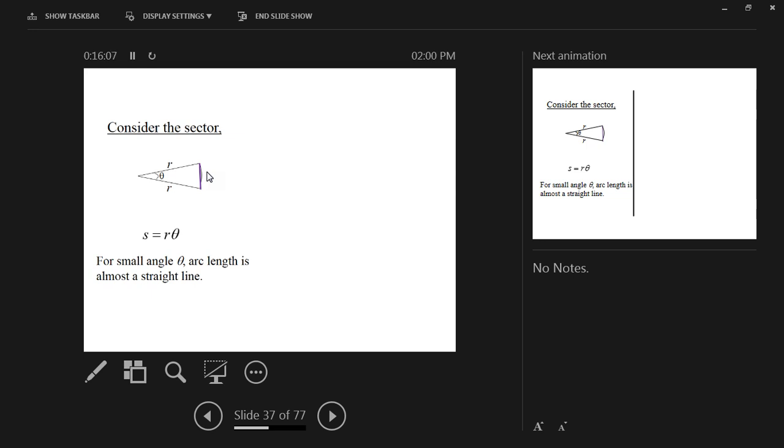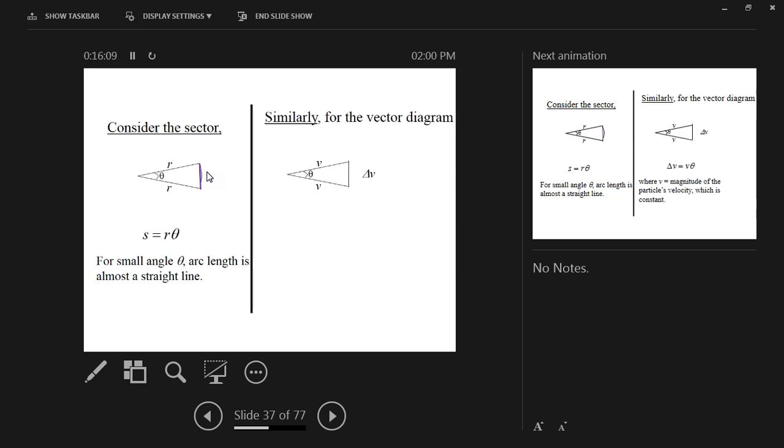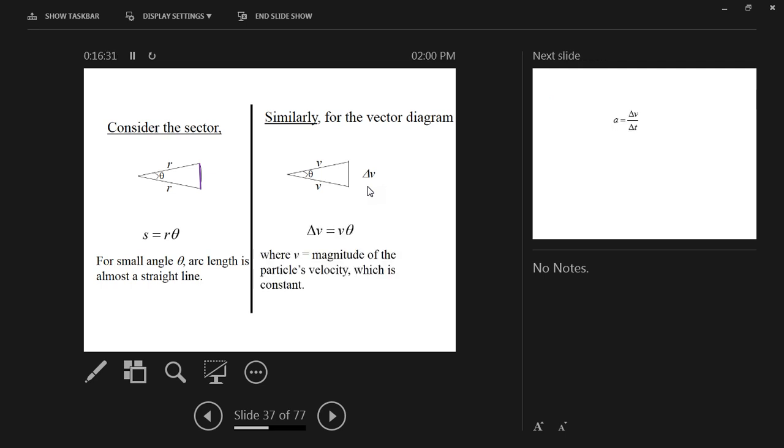Now I'm going to compare this with the vector diagram. Okay, so similarly for your vector diagram, if the angular displacement is very small, remember in the vector diagram we have the velocity VA and VB, they have the same magnitude, so that is like the radius. Okay, then the change in velocity, which is opposite to the angle here, that is your delta V. So an expression for your delta V will be R theta, where R here is the speed V. Okay, then multiply by the angle theta. So with that, I obtain the expression for change in velocity.